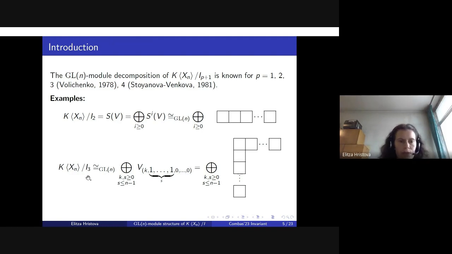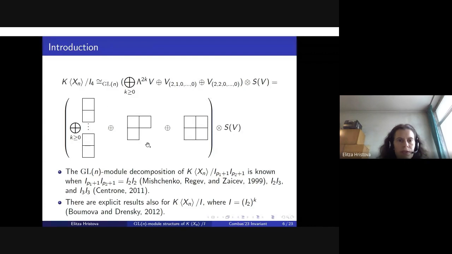And it is also well known that the GLN decomposition in this case consists of Young diagrams of a hook shape. And then the case of P equal to 3 is due to Vulichenko from 1978, and the case P equal to 4 is due to Stoyanova-Venkova from 1981. I have given here also the decomposition of K of xn mod I4, the case computed by Vulichenko, and the case computed by Stoyanova-Venkova is a bit complicated, so I have not given it here.